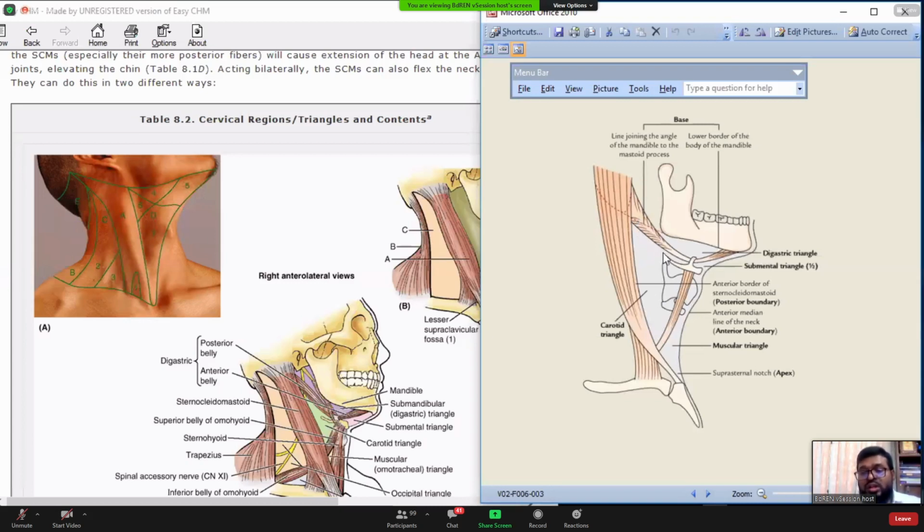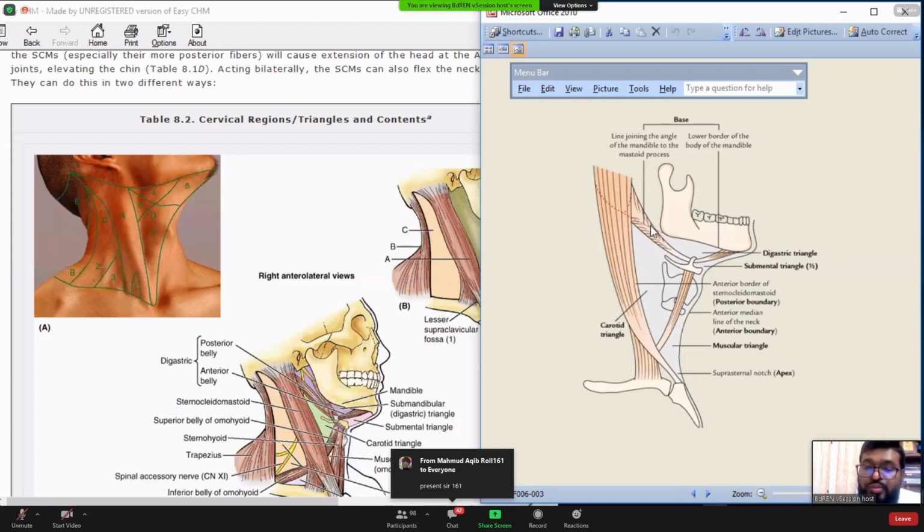This is the one, digastric. Di means two. Gastrum means belly. As this muscle has got two bellies. You know, most of the muscles have got a belly and a tendon for insertion.